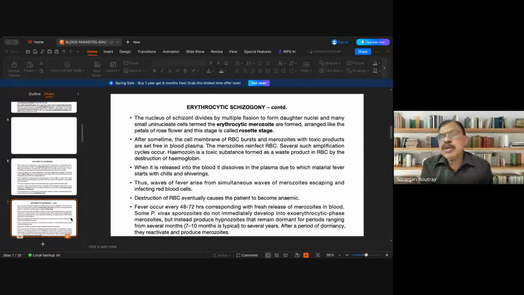This hemozoin is a toxic substance, and it is believed that it is responsible for the rise in temperature of the host body. So this wave of fever will coincide whenever the erythrocytic schizogony is completed. That means whenever the RBCs rupture, the erythrocytic merozoites will be released along with the hemozoin granules, and then the fever will recur.